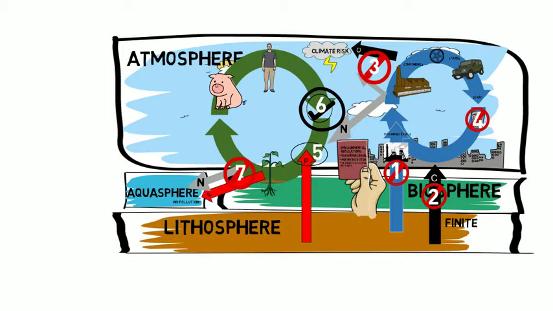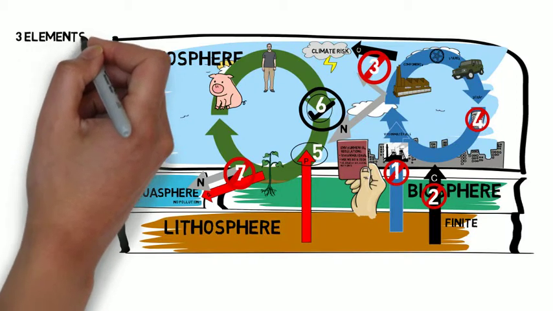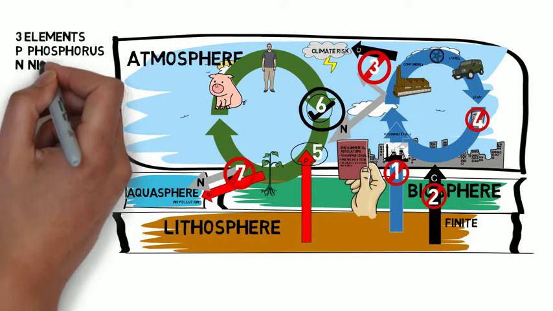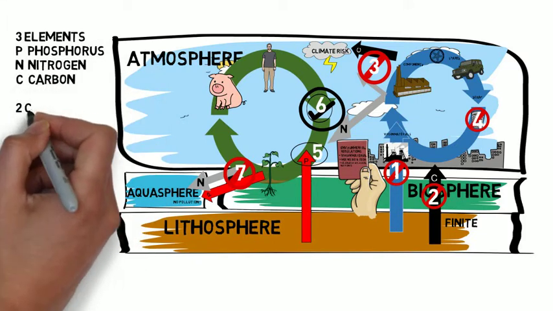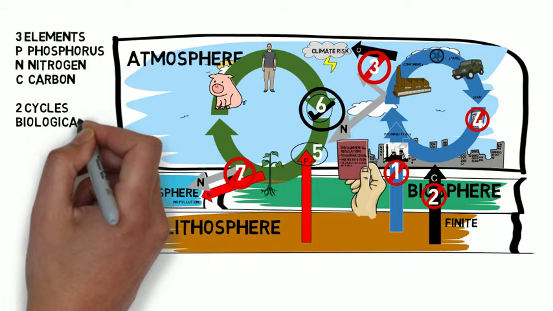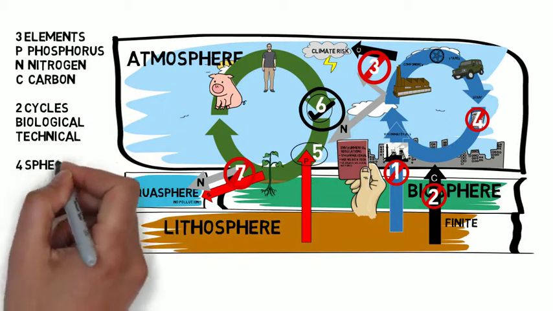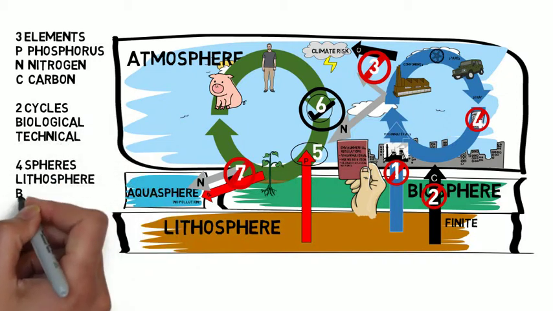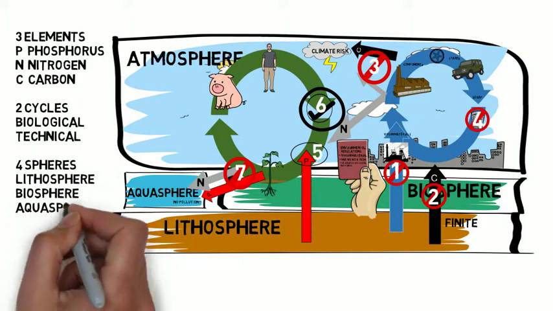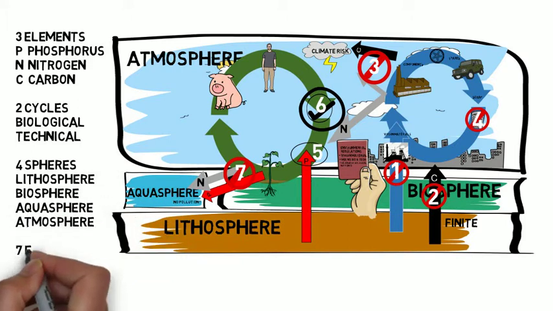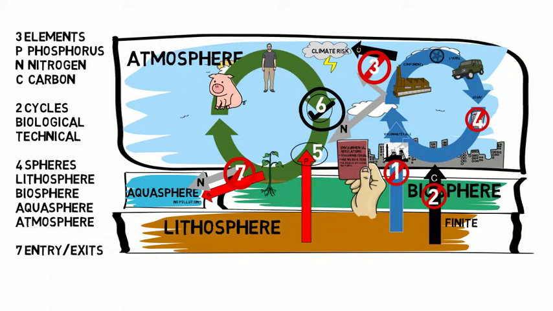As a quick checklist to make sure you've grasped the basics, there are three elements to have full control over: phosphorus, nitrogen and carbon. These are present in the two cycles, the biological and the technical. And be sure to memorize the four spheres: lithosphere, biosphere, aquasphere and atmosphere, and be aware of the technosphere. There are 7 entry and exit points you need to be fully aware of.